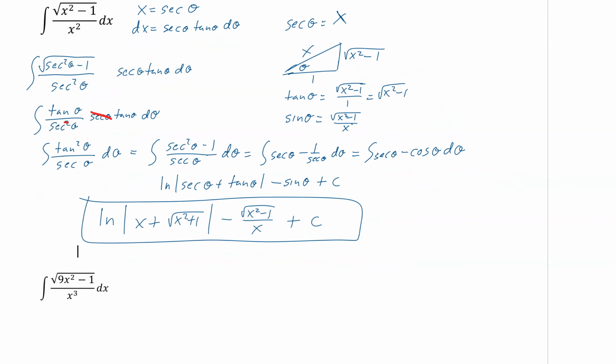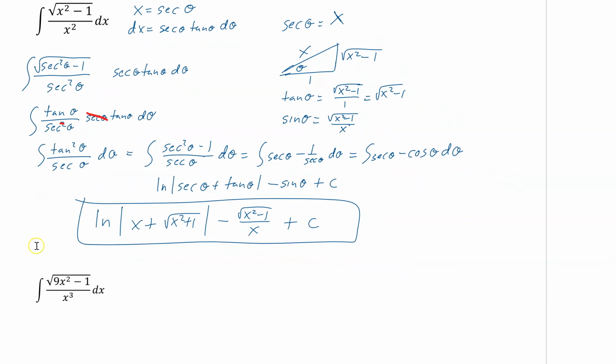All right, let's try another one. So again, here is a little bit more complicated. We now have a 9x squared minus 1. So when we plug this in, we need to get rid of that 9. So how that works is this. We want our 9x squared to equal secant squared theta. And so I like to write it that way.